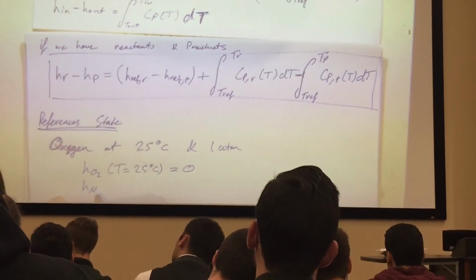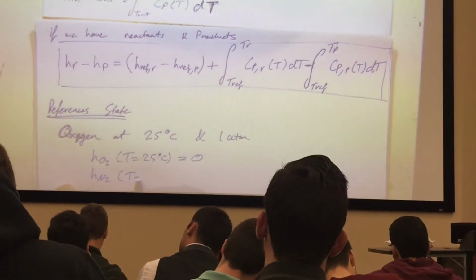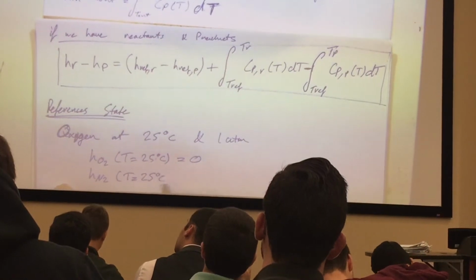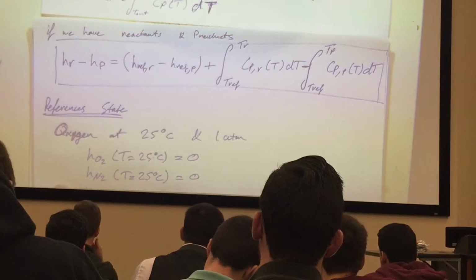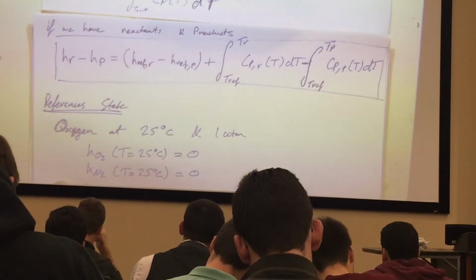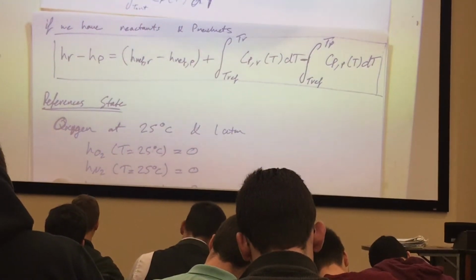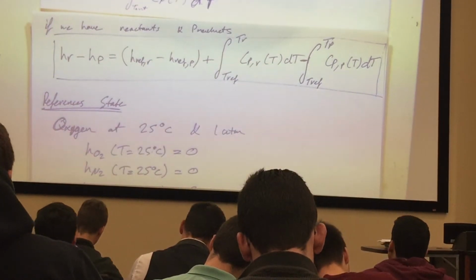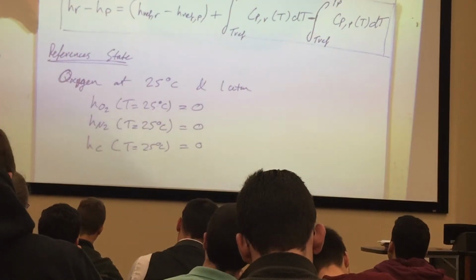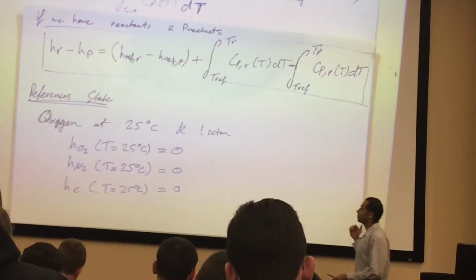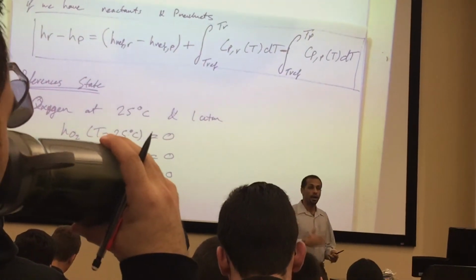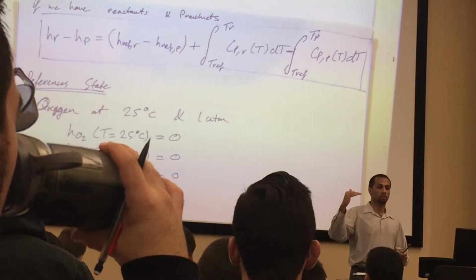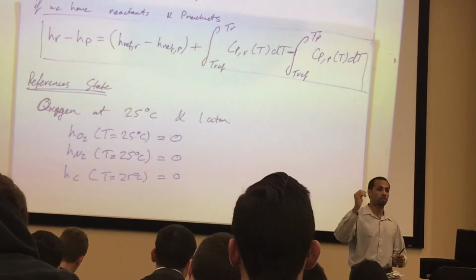Nitrogen, and there's a big table in the book, is equal to 0. Carbon at 25 degrees C is equal to 0. So the point out of this is I just need to know a reference point that I'm going to determine as my enthalpy, and use my integration to the temperature of interest to find out my enthalpy. Question?